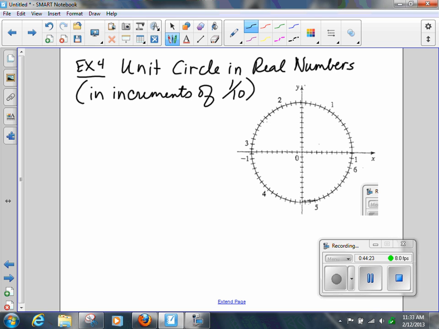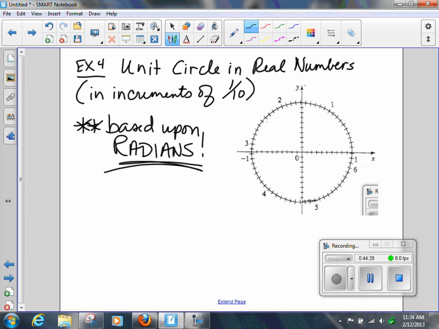Now, here's what you're going to do. These real numbers are based upon radian measure. So in your calculators, because we're going to show this using the triangle, but we're going to verify this with our calculator, when you check this, you're going to have to put your calculator in radian mode, which is something foreign to us. We don't typically do that.